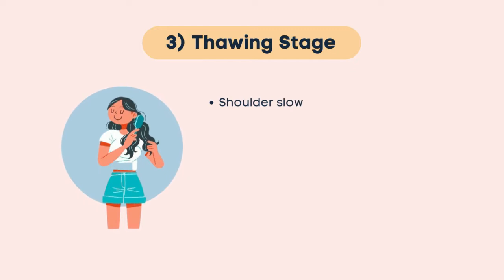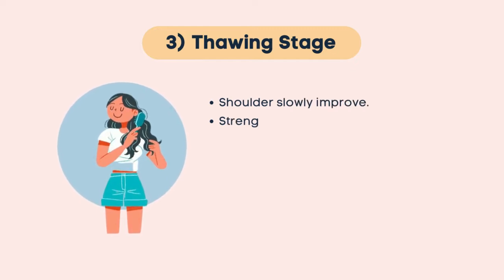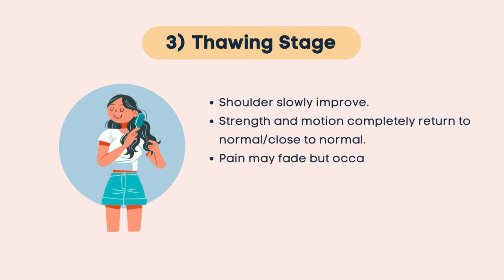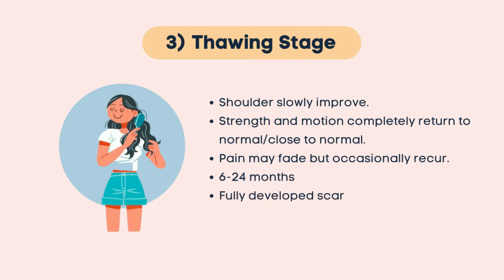Then, during the thawing stage, which is the last stage, the shoulder will slowly improve where its strength and motion will completely return to normal or close to normal. Feeling of pain may fade, but occasionally recur. This stage will last between 6 to 24 months at least, and there is fully developed scar tissue of the shoulder.